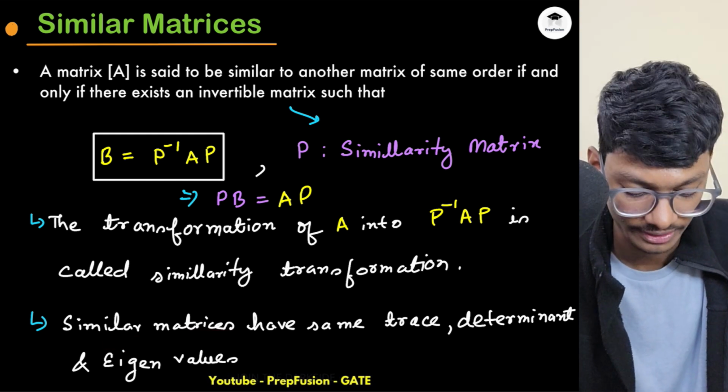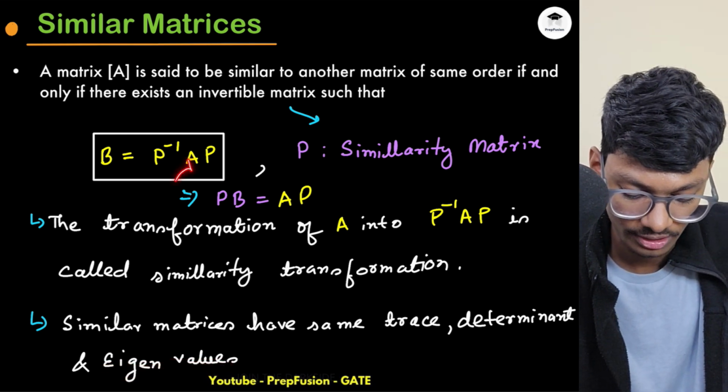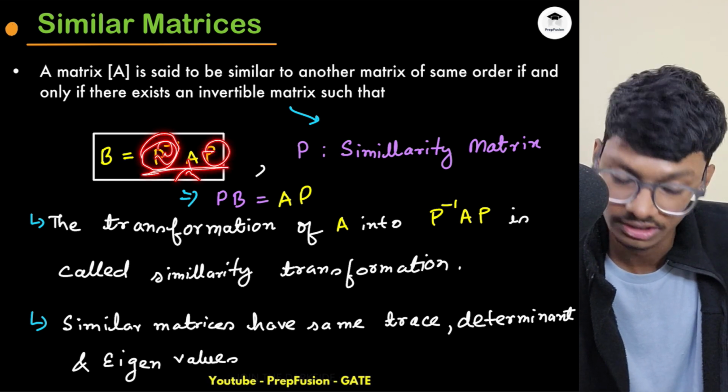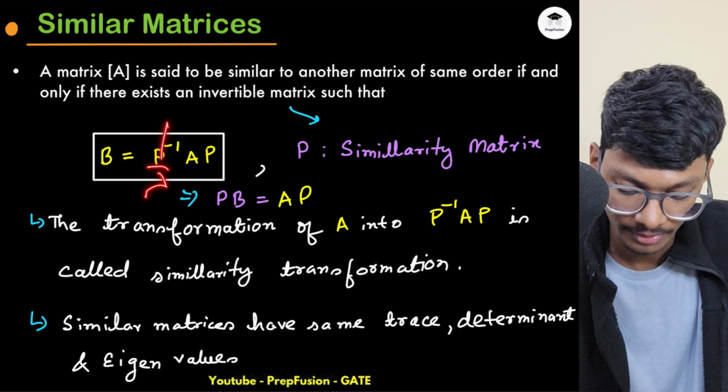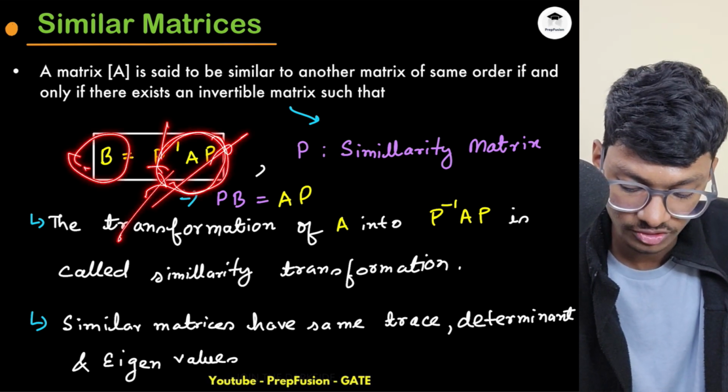How can you understand the same eigenvalues? If you put lambda, the eigenvalue of A, over here, then we have P inverse and P in product. So this will be 1 by lambda and this will be lambda, and this will get cancelled, so only the eigenvalue will remain. So all the eigenvalues of B and A are the same.